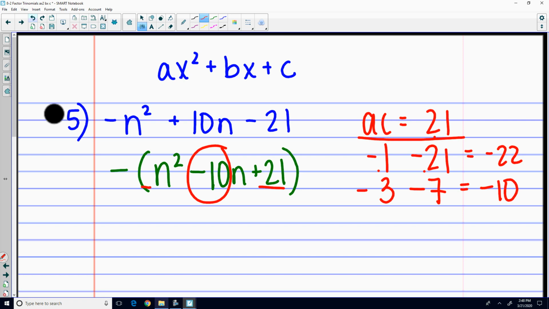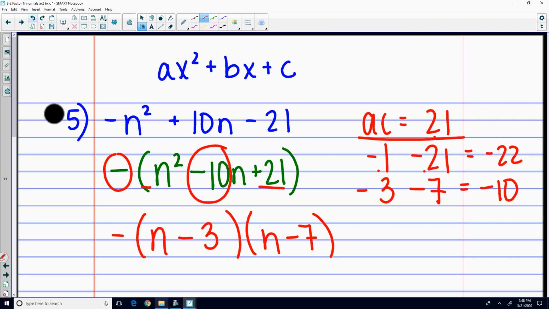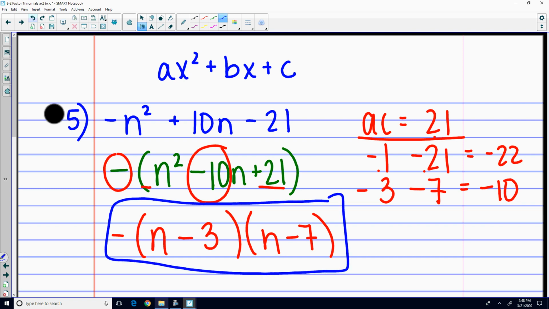All right, so I use n as my variable, and I have negative 3 or minus 3 and minus 7. Now don't forget about this negative sign. It just slaps right on the outside of your answer. And I get that is my final answer.